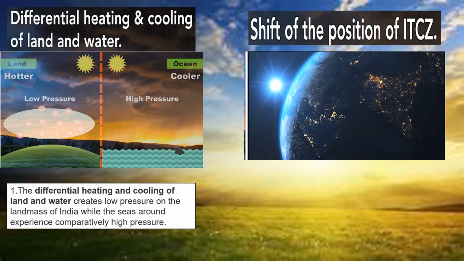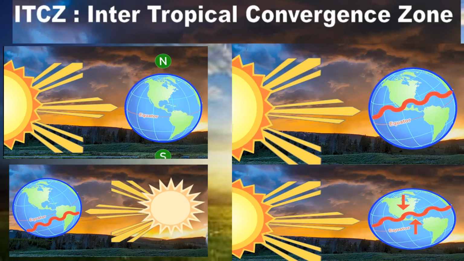The next one is shift of the position of ITCZ, Intertropical Convergence Zone. What does this mean? Children, we know that the earth revolves around the sun and rotates. When the earth moves around the sun, sometimes the rays of the sun do not fall directly on the equator, but fall above the equator, just like in this figure 2. When this happens, low pressure is created here, and it is called the low pressure zone. Now let's look at the figure 4.